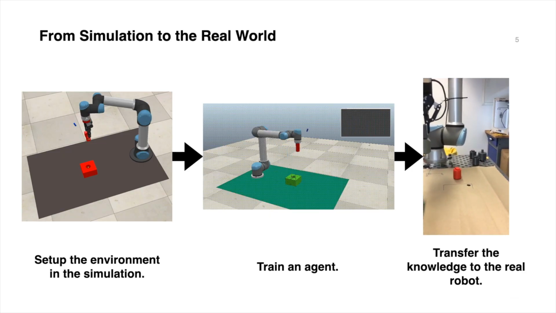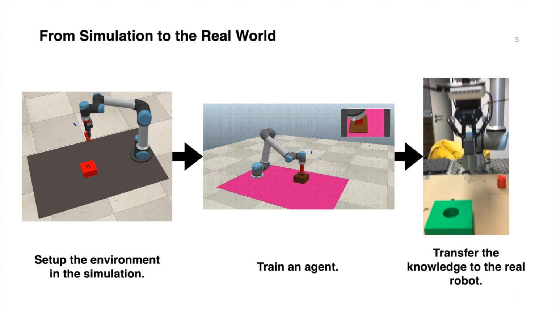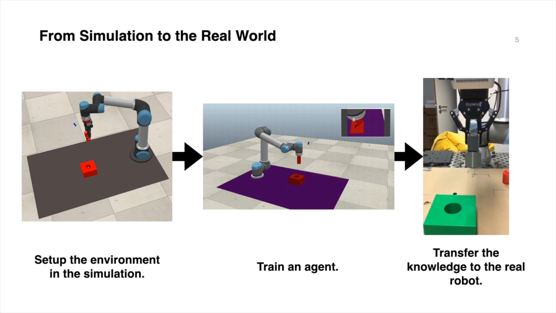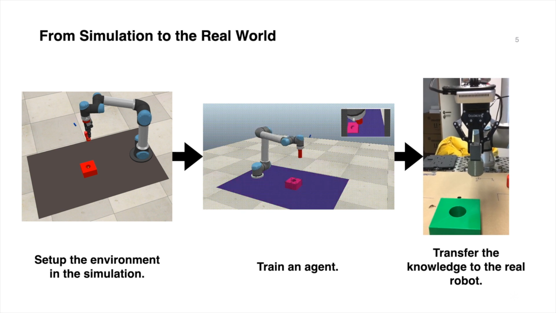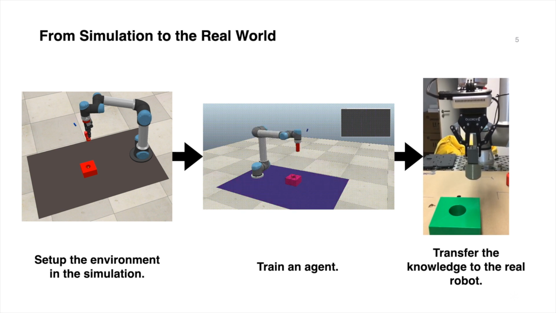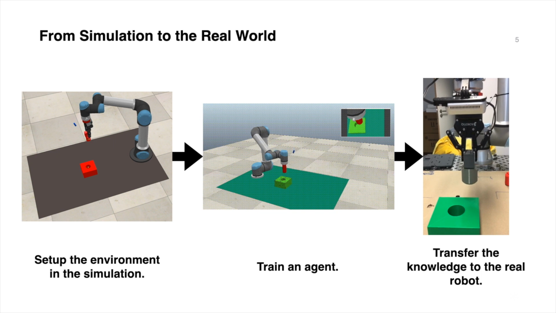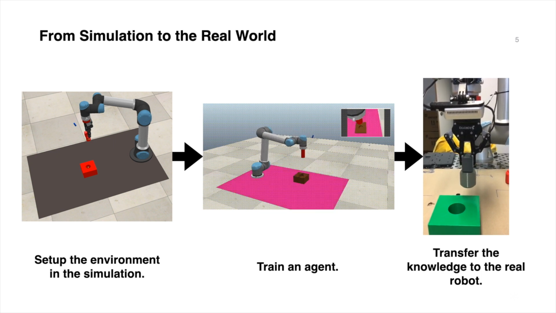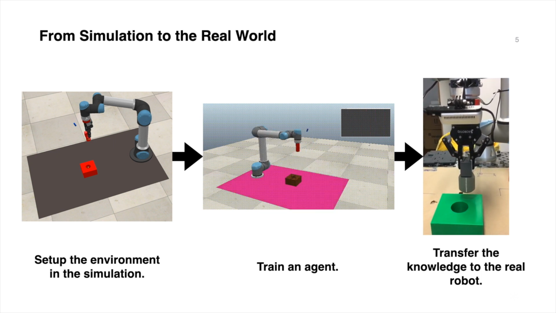So this is essentially the pipeline. First, we set up the environment in the simulation, then we train an agent, and those two steps will be covered in the tutorial, and finally we transfer the knowledge to the real robot.